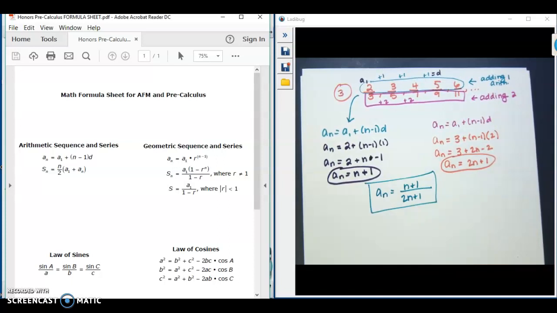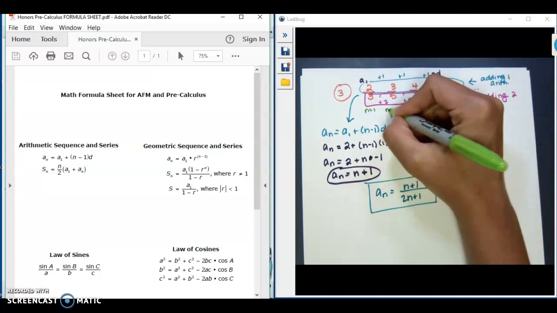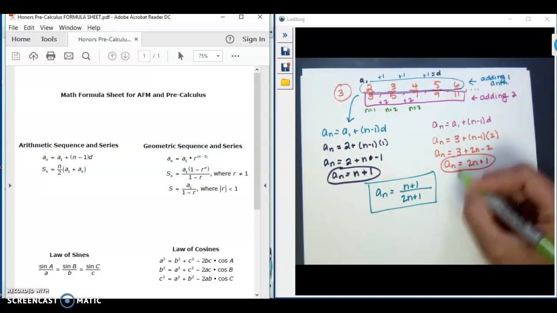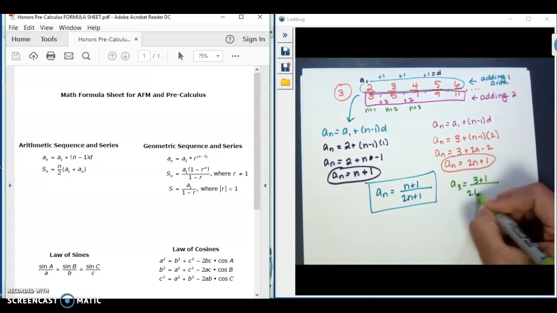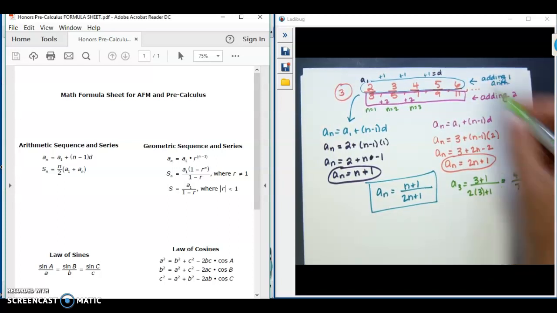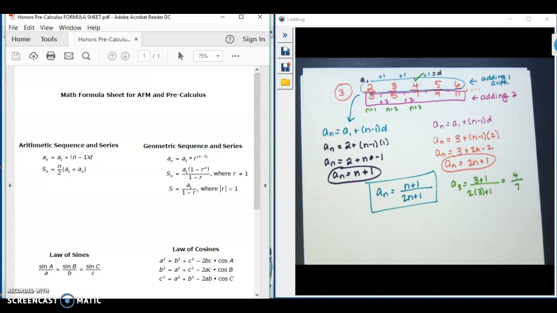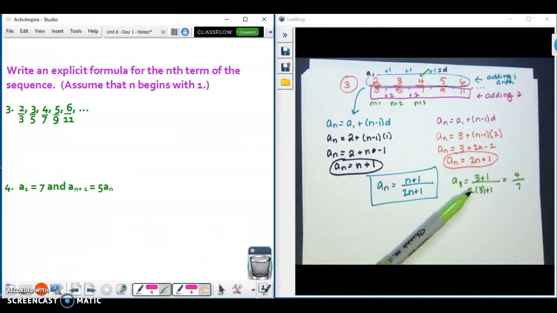Now I want to take time to check this. So I'm going to do the third term. If I do a sub 3, this would be 3 plus 1 over 2 times 3 plus 1, which would be 4 over 7, which is exactly what I got for the third term. So that just shows you, you can double check and make sure that you're going to end up with the correct answer once you make your explicit formula.